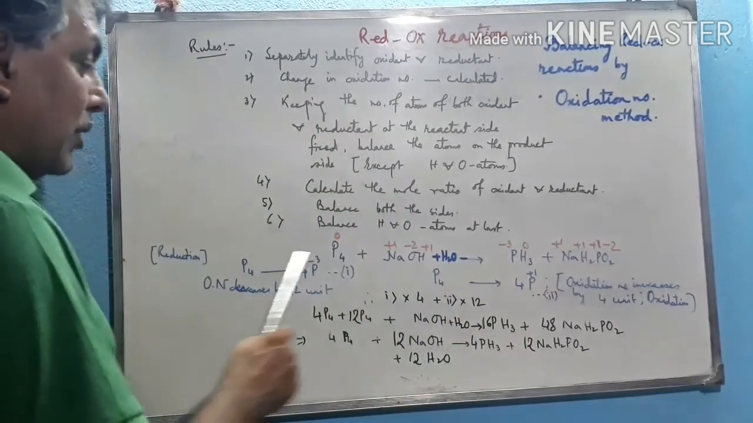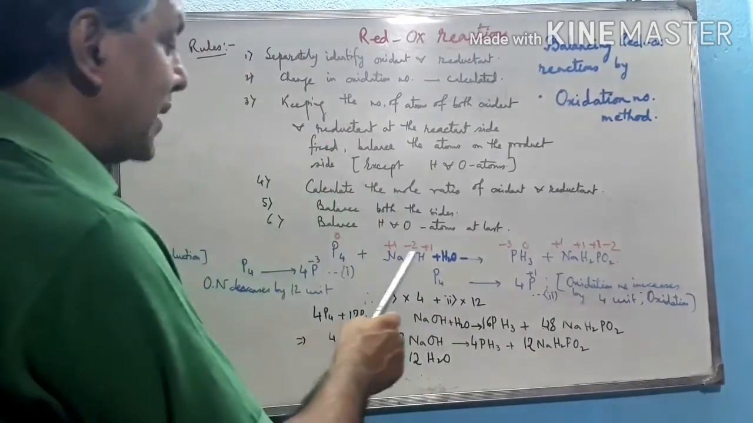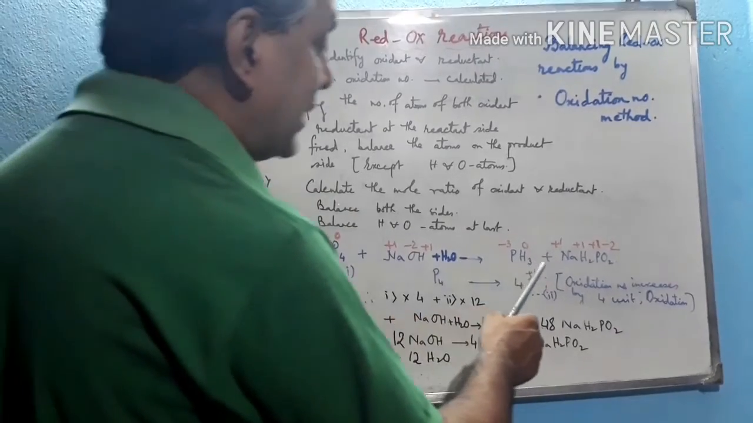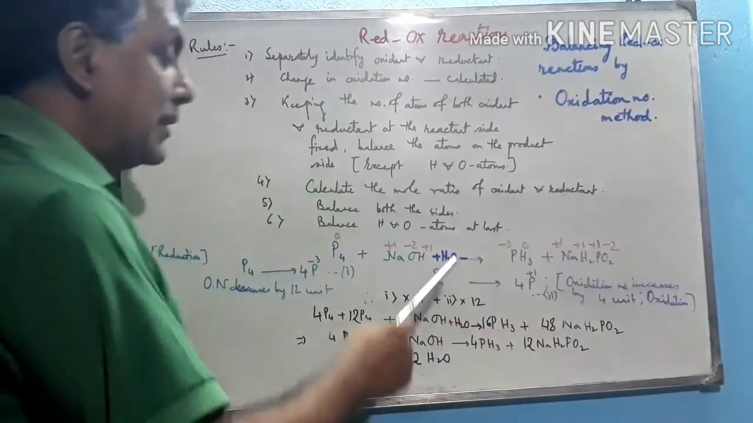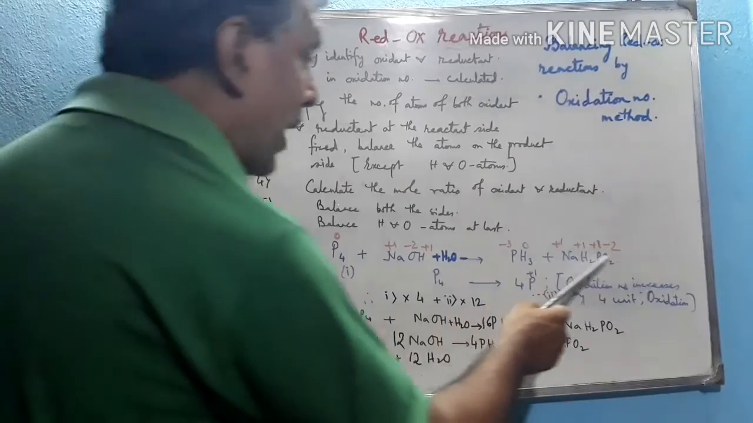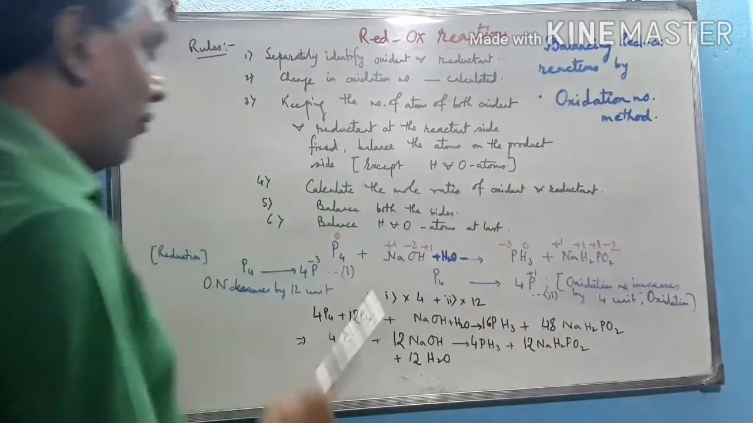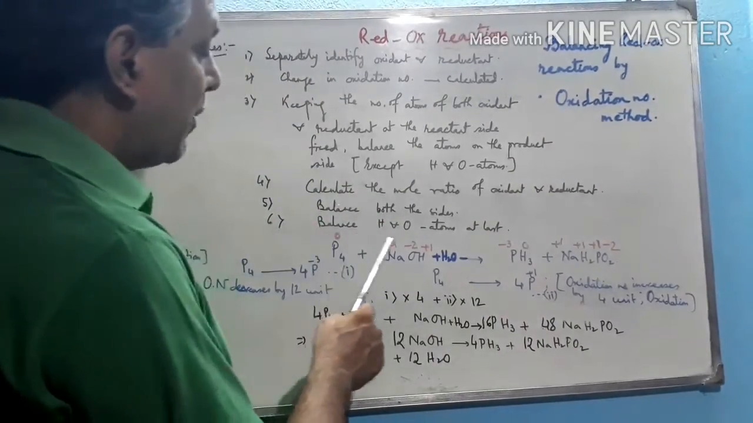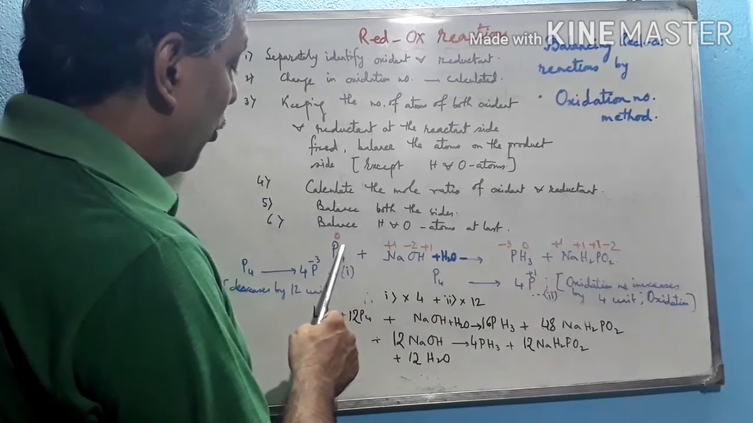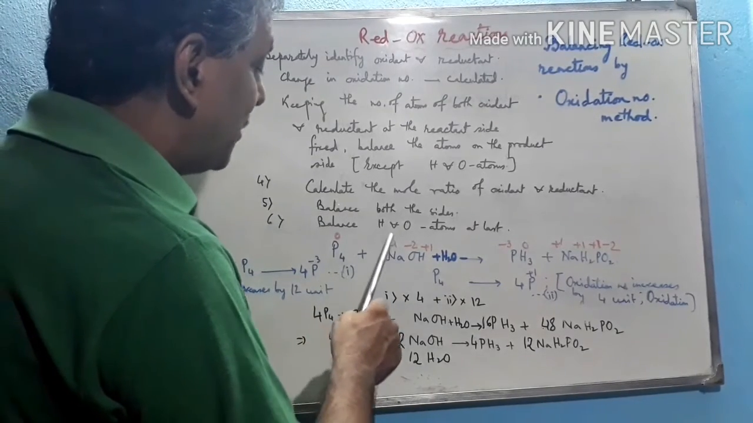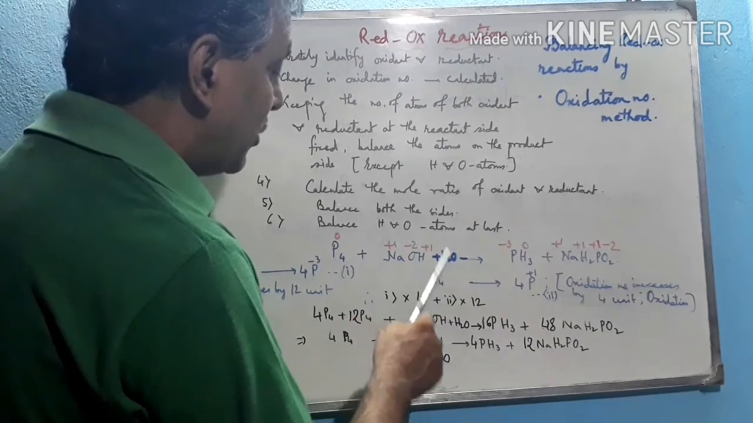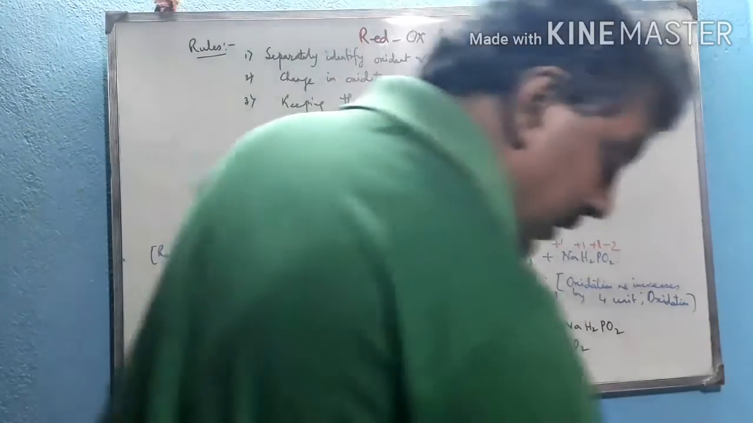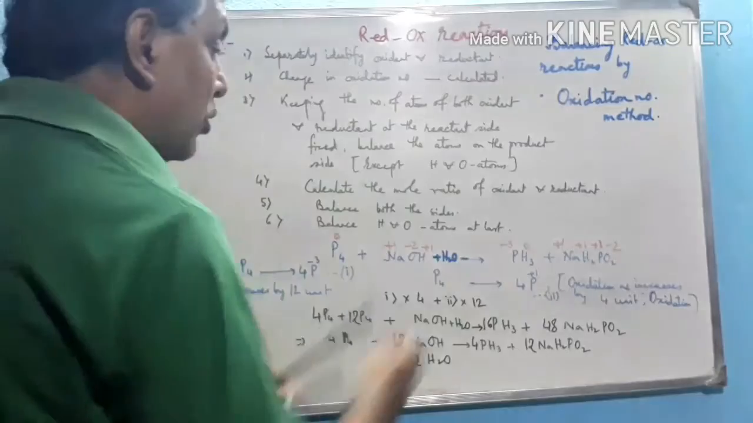Now first I am giving an example. P4 plus NaOH plus H2O, arrow PH3 plus NaH2PO2. This is the general equation. We have to balance this by the oxidation number method. First we have to write the oxidation number of all the elements. P4, that means this is the element, 0, sodium is plus 1, oxygen is minus 2, hydrogen is plus 1. Here hydrogen also is plus 1 and oxygen is minus 2.